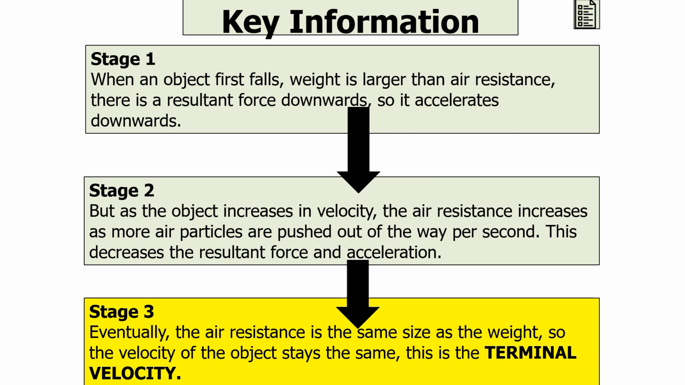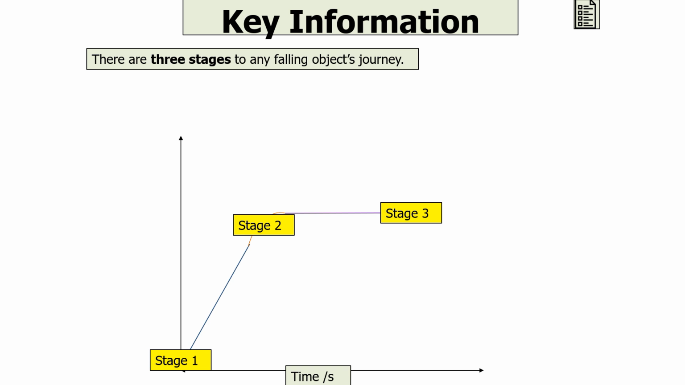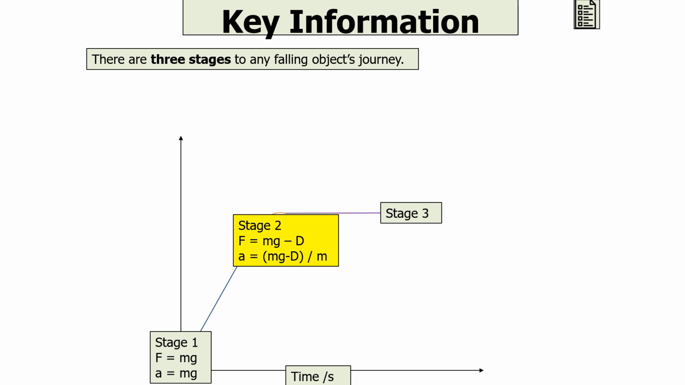This is terminal velocity. So we can see this in the three stages of our velocity-time graph. In our first stage, we know that force is equal to mg, so acceleration is going to be equal to g. In our second stage, F is equal to mg minus D, so a is equal to (mg minus D) over m. And in our third stage, the force is equal to 0 and our acceleration is equal to 0.